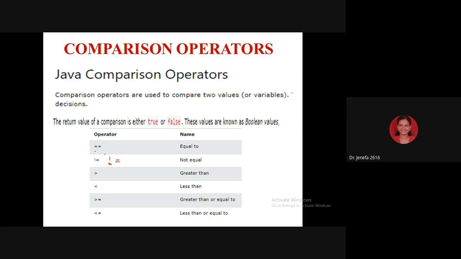The first one, double equal to, is used to check two different values. For example, if we write a equal to b, we are checking whether the a and b values are equal or not. With not equal to, we are checking that the a and b values are not equal. After that we have less than and greater than. The last two are greater than or equal to, and less than or equal to. The main use of the comparison operator is to compare two values or variables in order to make decisions based on them. The return value can be either true or false, which are boolean values, for example 0 or 1. These are some of the operators that we can use as comparison operators.